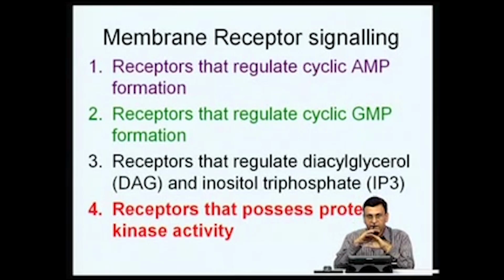So far, among the various membrane receptors, we focused our attention primarily on one class of receptors called the GPCRs or G protein coupled receptors.